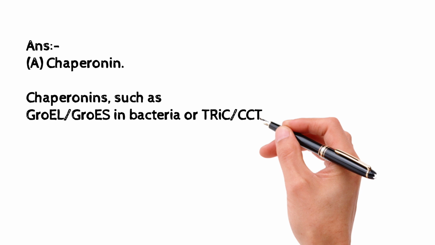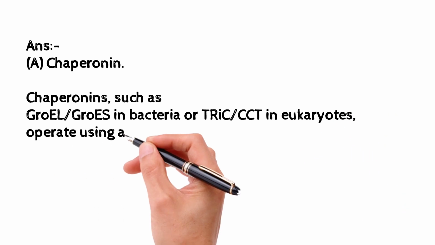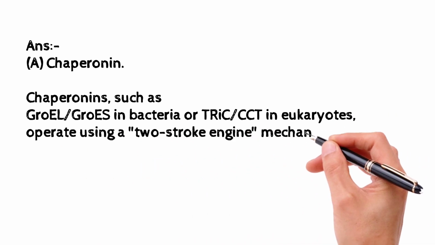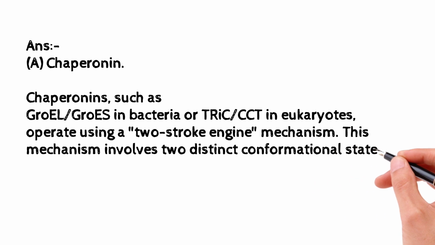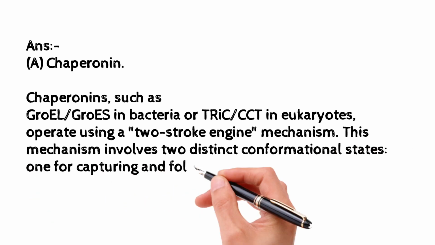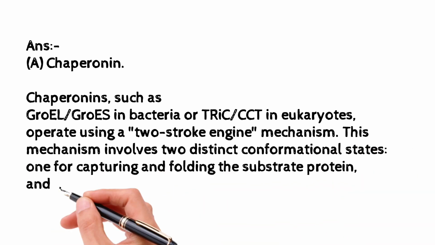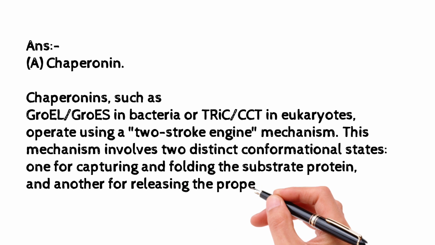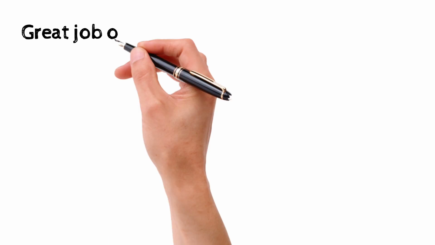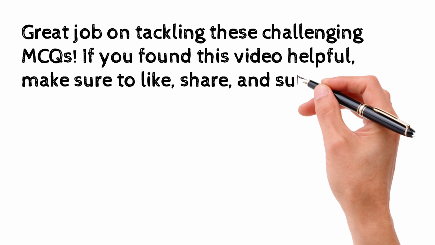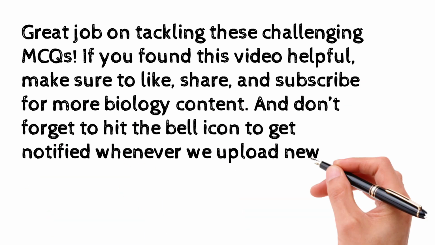Chaperonin. Chaperonins, such as GroEL in bacteria or TRiC, CCT in eukaryotes, operate using a two-stroke engine mechanism. This mechanism involves two distinct conformational states, one for capturing and folding the substrate protein, and another for releasing the properly folded protein. Great job on tackling these challenging MCQs.